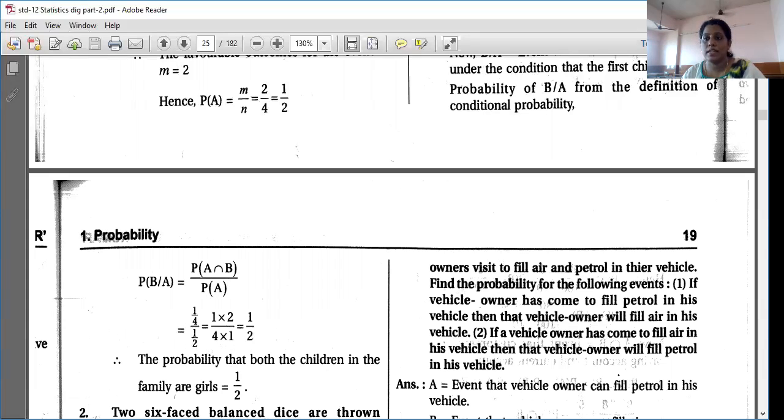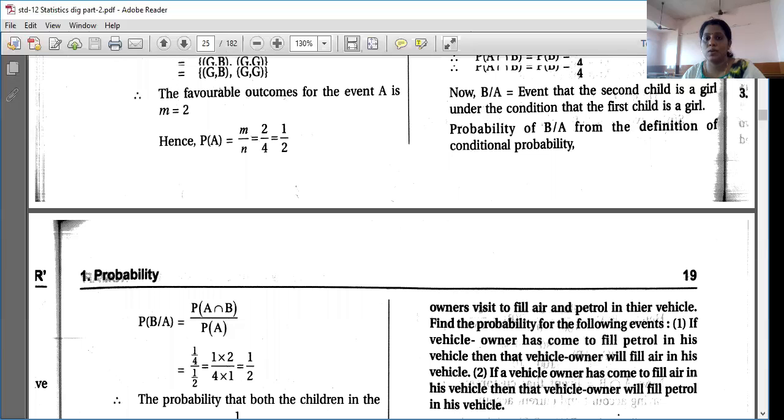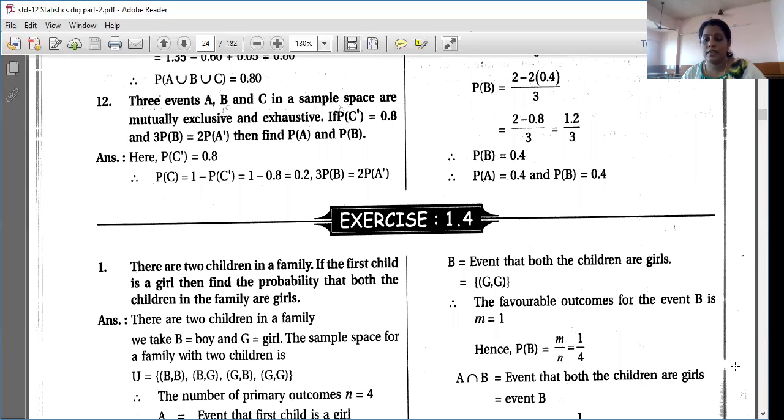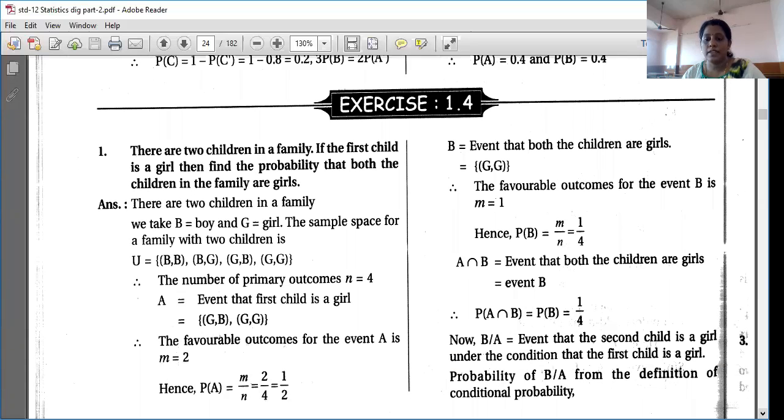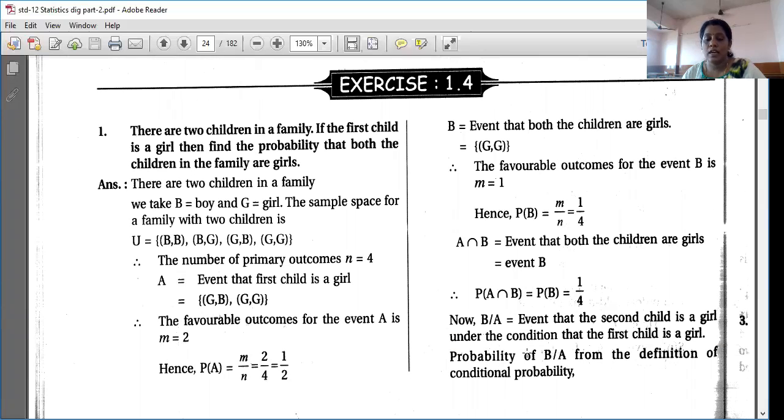Okay, here one sentence is also given that B by A को क्या दिया, event that the second child is a girl under the condition that the first child is a girl, right? And probability of B by A from the definition of the conditional probability.